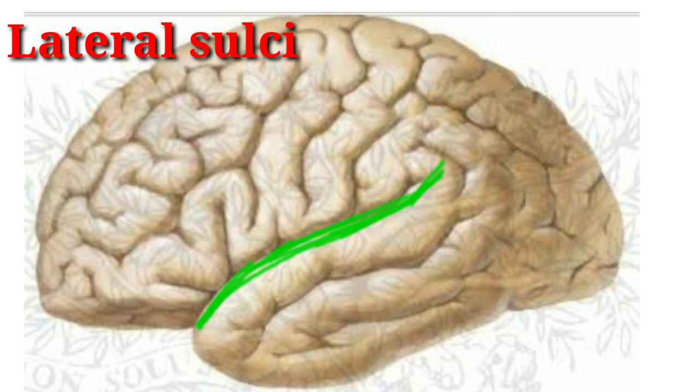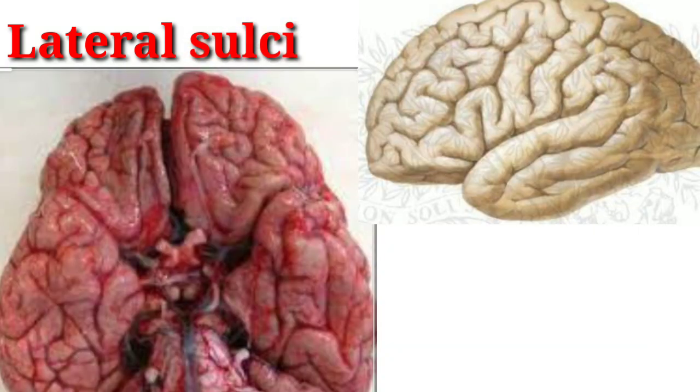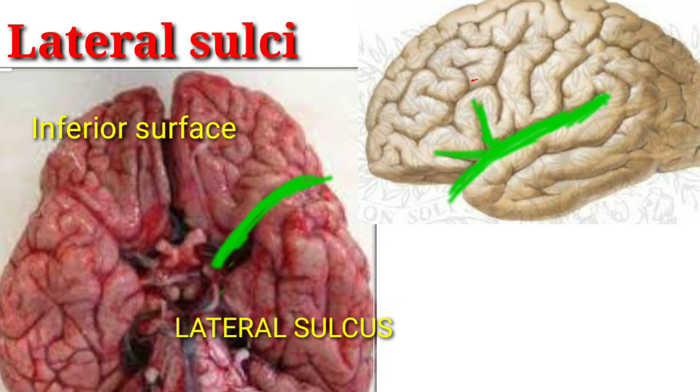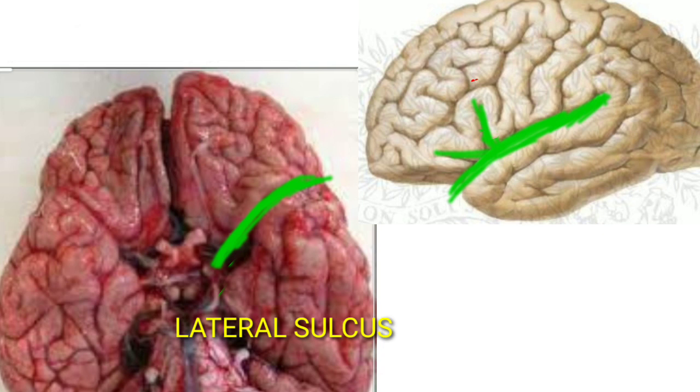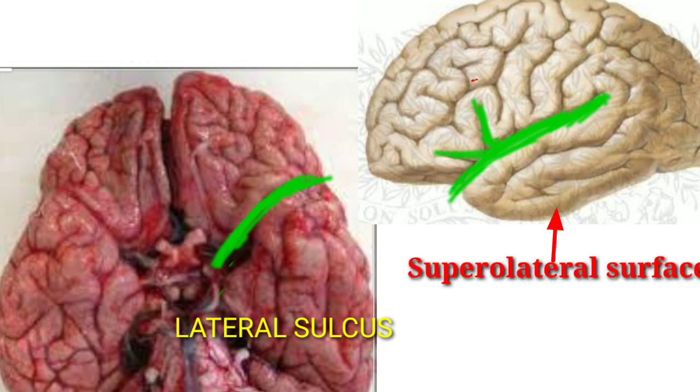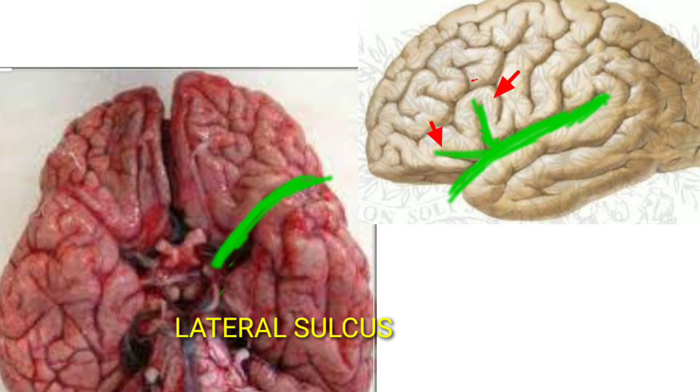The stem of the sulcus begins as a deep cleft on the inferior surface of the cerebral hemisphere at the anterior perforated substance, and it extends laterally to reach the suprolateral surface. On reaching the suprolateral surface, it divides into 3 rami: anterior horizontal, anterior ascending and posterior. The 3 rami of lateral sulcus diverge from each other at a point called Sylvian point.